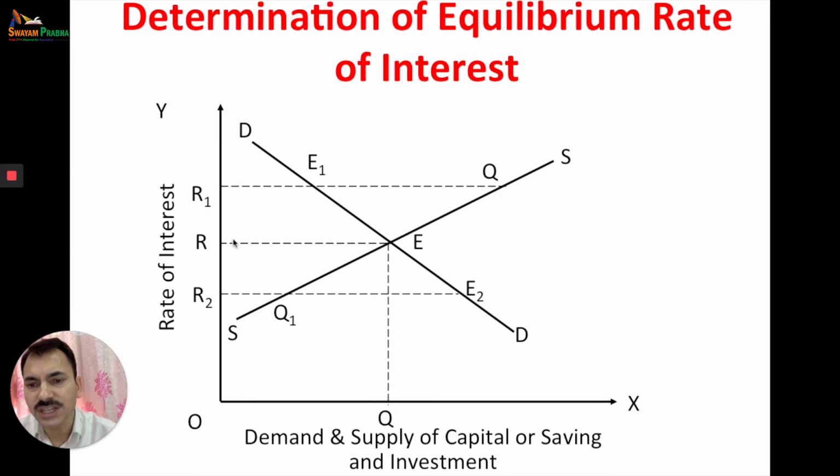But suppose the rate of interest increases from OR to OR1, then the demand for capital starts decreasing. Here demand will decrease, but supply has a positive relationship, so supply will increase. E1 to Q is the excess supply. But contrary, if the rate of interest decreases from OR to OR2, then supply will decrease, but demand will increase. Here there is excess demand.